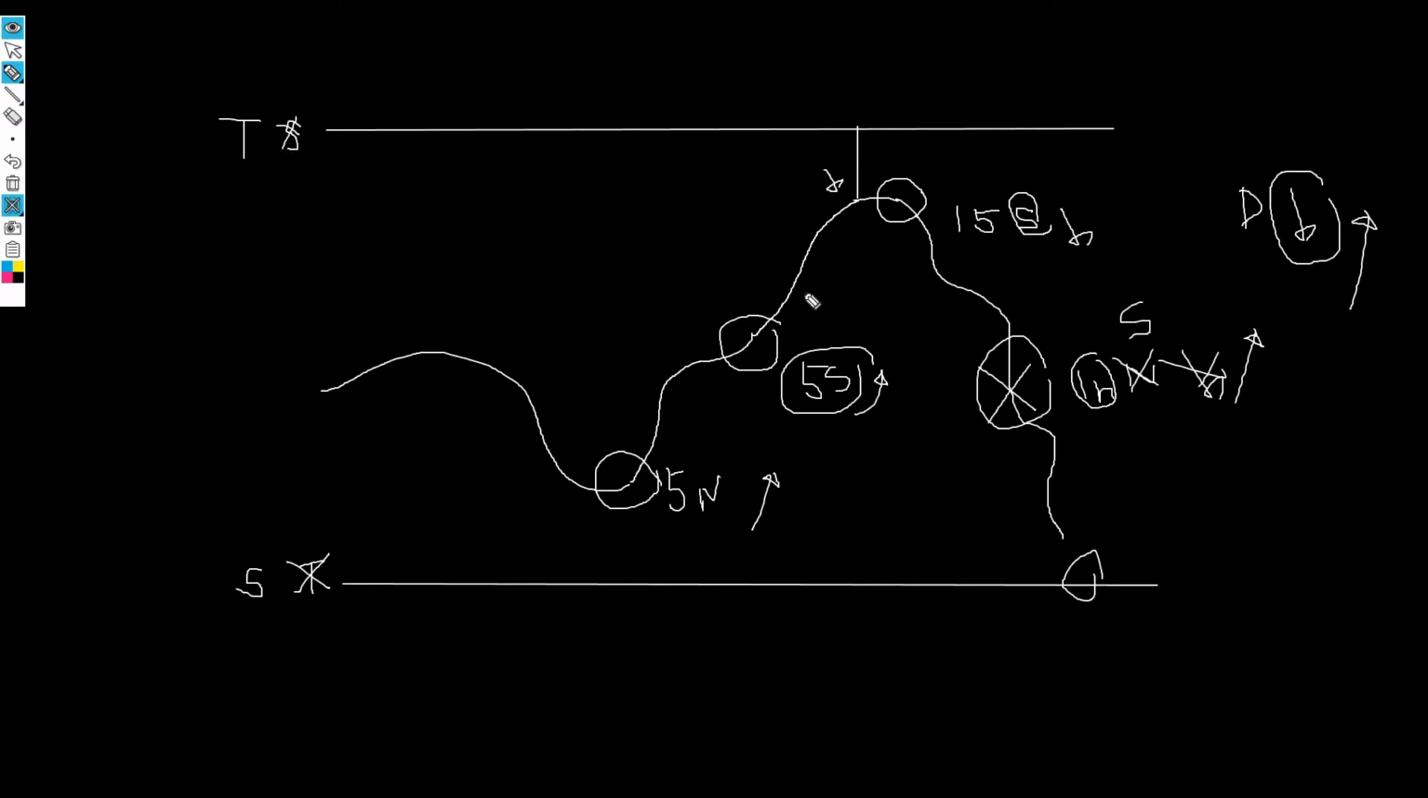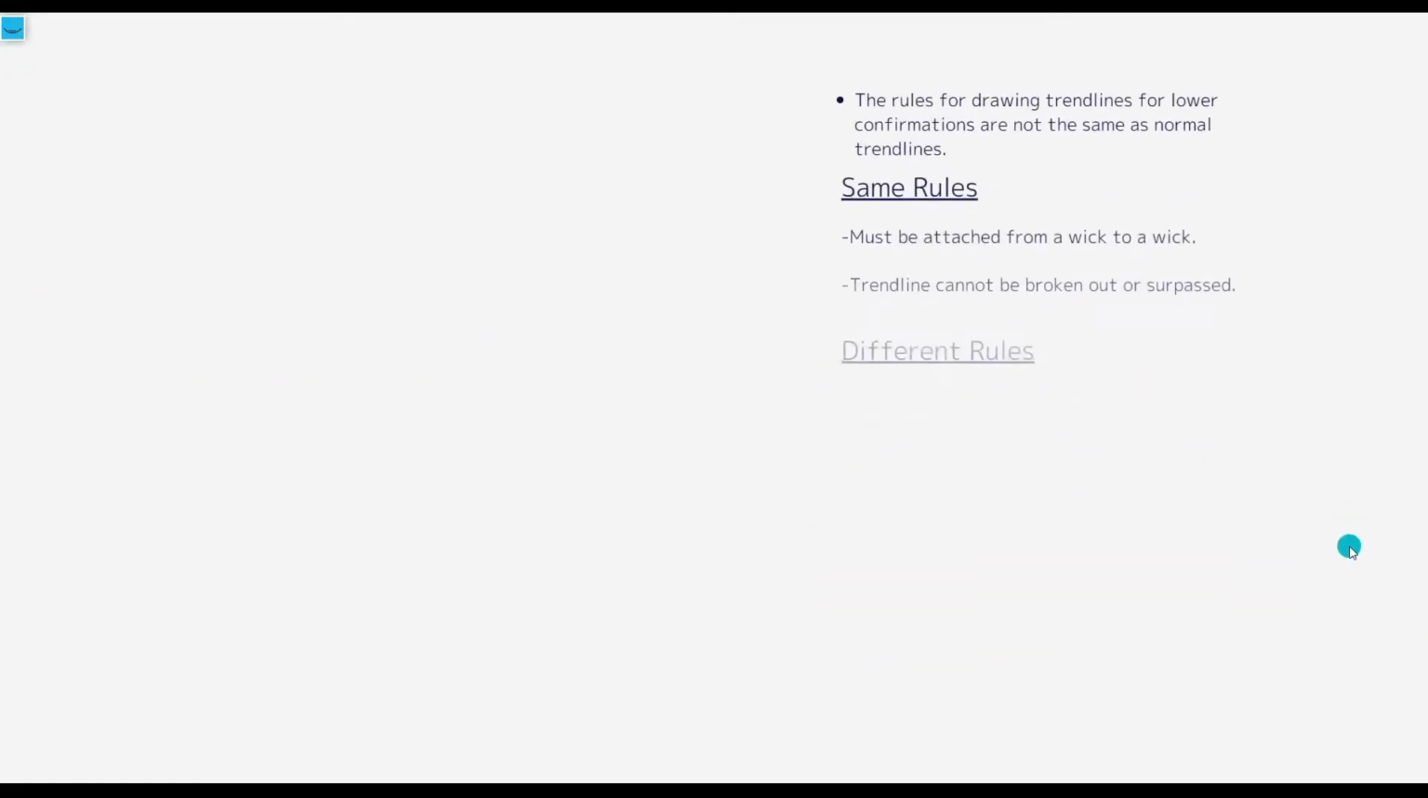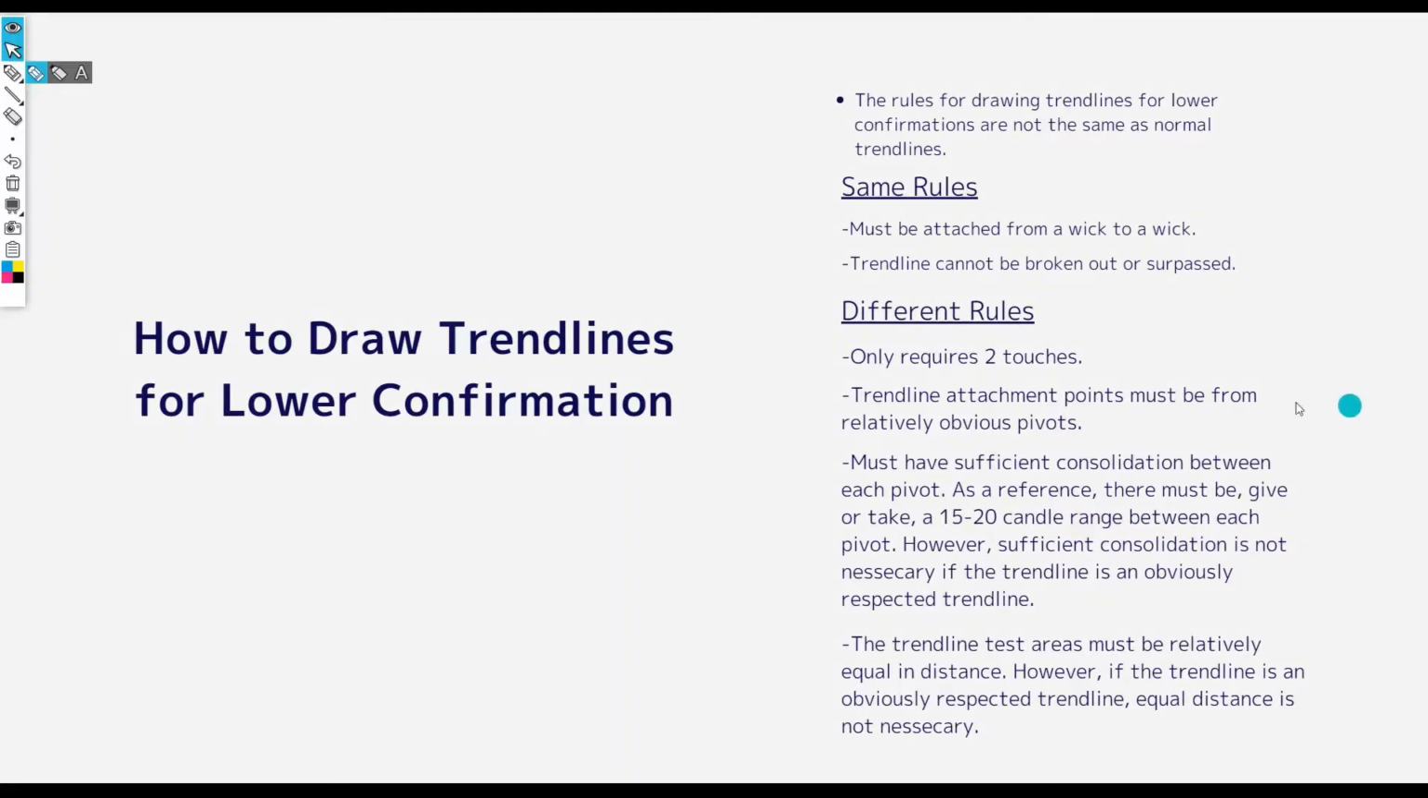Okay, so those are the two underlying themes that you want to be looking for when you're confirming biases with the lower time frames. All right, now let's go on to how to draw trend lines for lower time frame confirmations. Okay, so how to draw trend lines for lower confirmation.